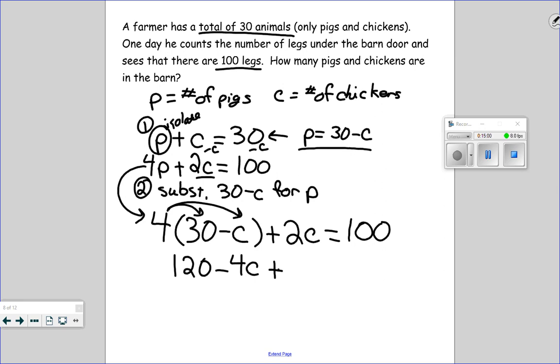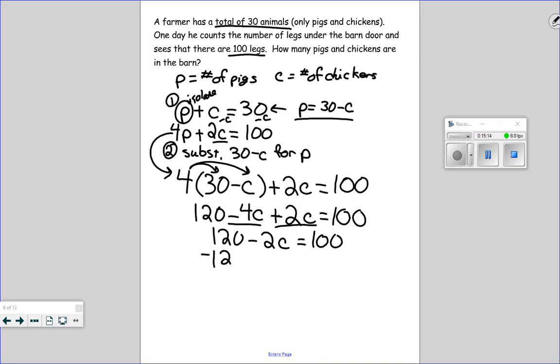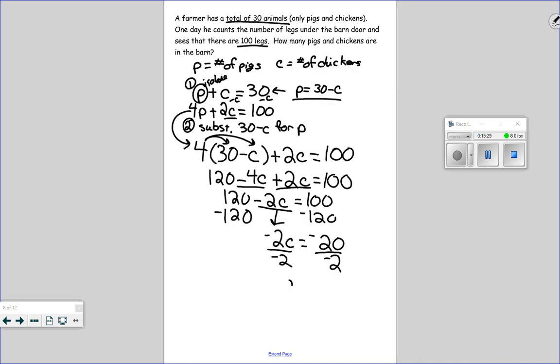Distribute the 4 and go ahead and start solving this equation. Combine like terms. Minus 4C plus 2C is minus 2C. Subtract 120 from both sides. Don't forget that that negative 2C is what comes down. And on the other side is a negative 20, 100 minus 120. Divide both sides by negative 2. And we get that C equals a positive 10. So that means there are 10 chickens.